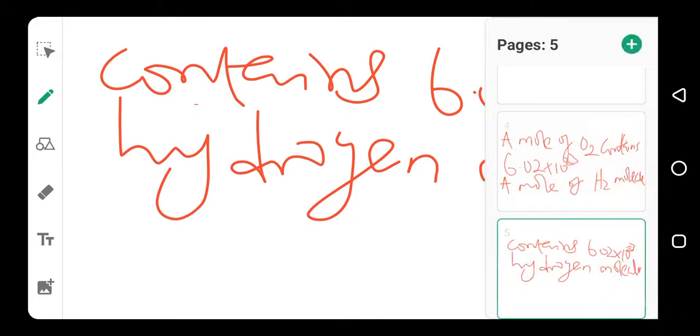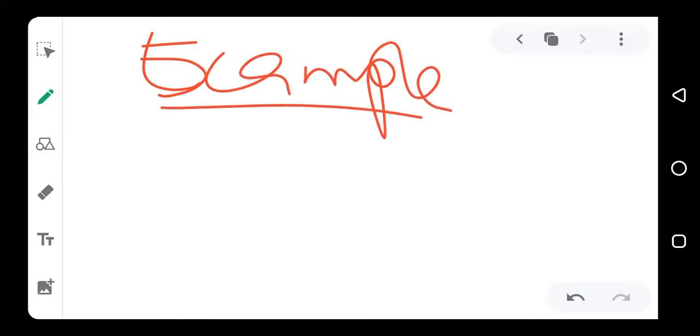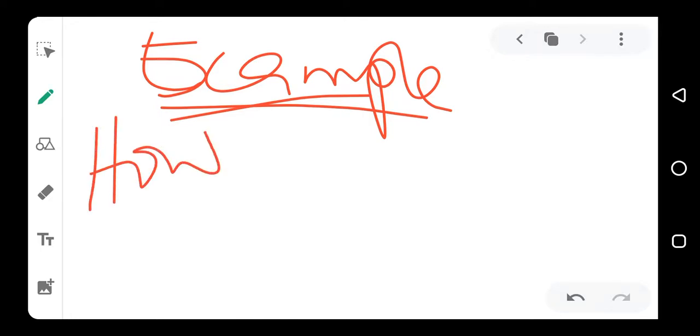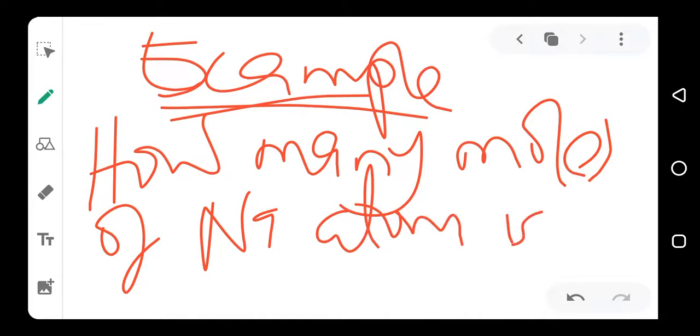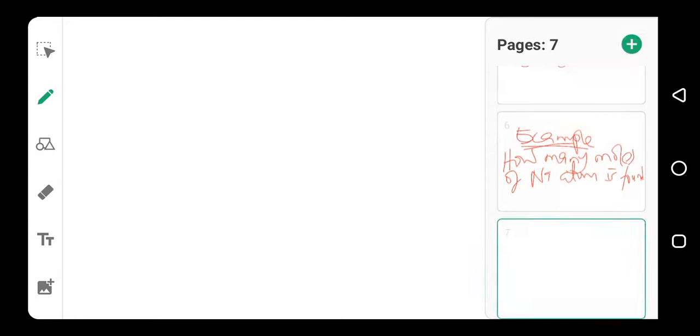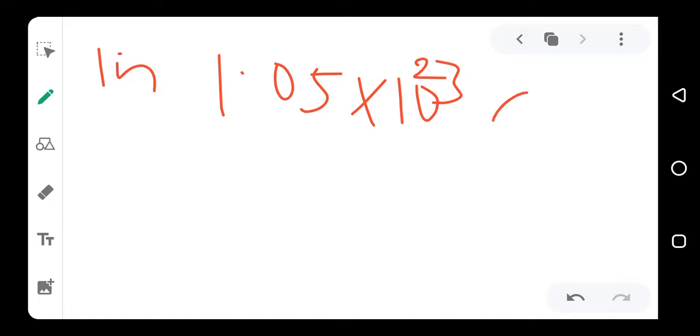So our example 1. If somebody asks us to calculate how many moles of sodium atom is found in 1.05 × 10^23 atoms of sodium.